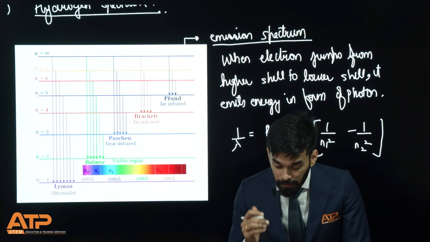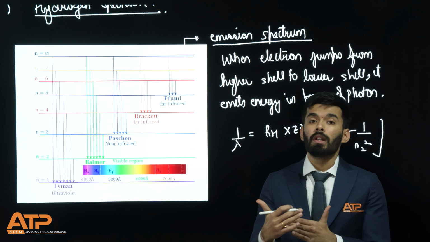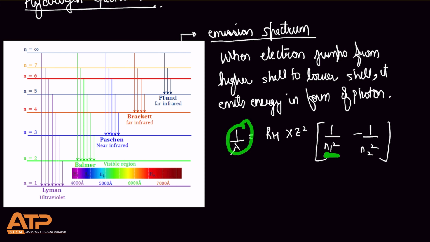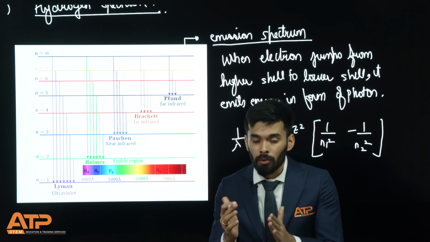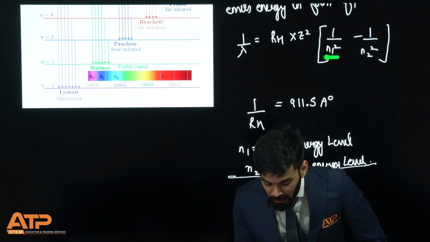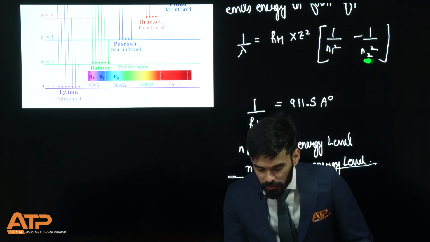So when you use this formula, you will have to reciprocate it in order to calculate wavelength. After putting n1 and n2 and z square, z is the atomic number. After putting n1, n2 and z, you will have to reciprocate the value to get the value of wavelength. Please remember that n1 is the lower shell and n2 is the higher shell.